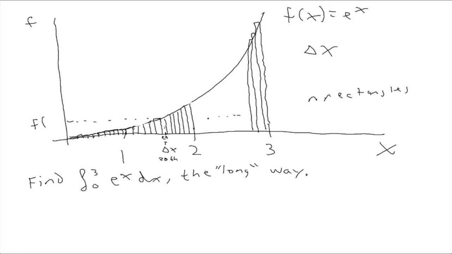What would we plug into the function? We wouldn't plug in 20. We'd plug in x20. This is what I mean by x20. It's just the 20th sample point. So how would we find the height of this rectangle? By plugging in the 20th sample point into the function. So what should I write here?